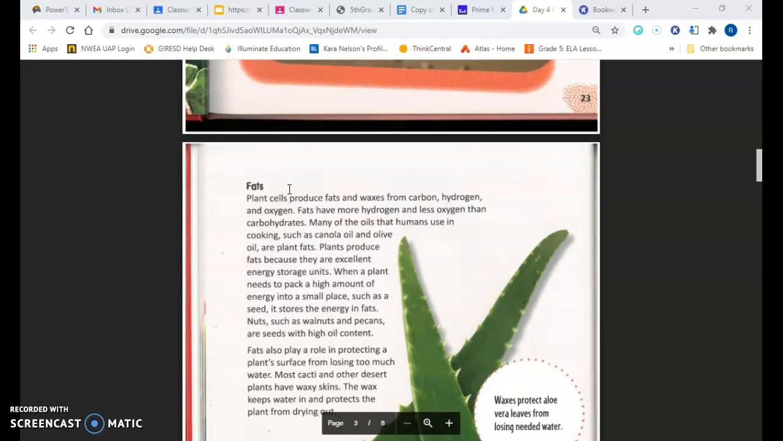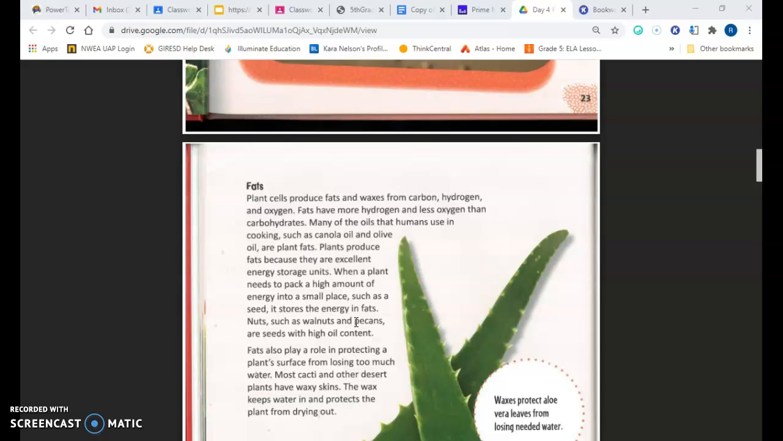Fats. Plant cells produce fats and waxes from carbon, hydrogen, and oxygen. Fats have more hydrogen and less oxygen than carbohydrates. Many of the oils that humans use in cooking, such as canola oil and olive oil, are plant fats. Plants produce fats because they are excellent energy storage units. When a plant needs to pack a high amount of energy into a small space, such as the seed, it stores the energy in fats.